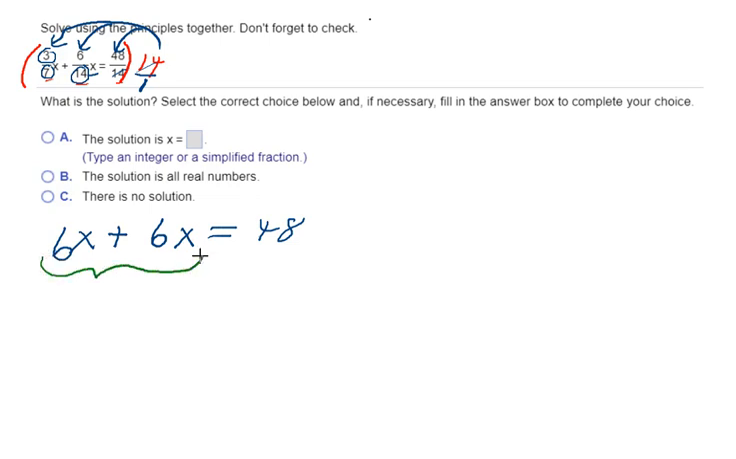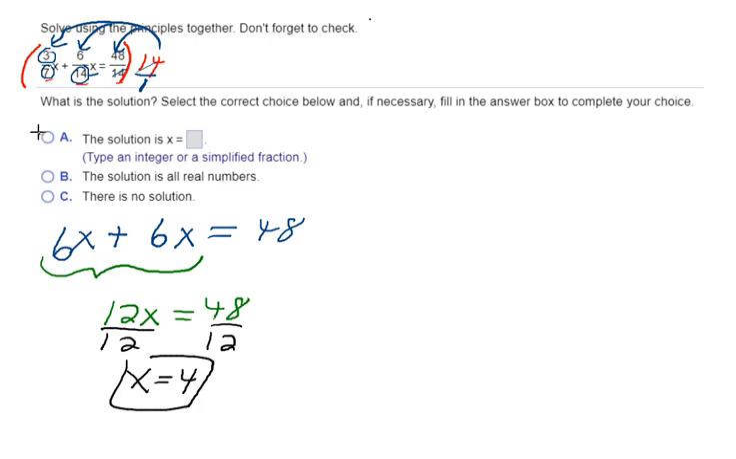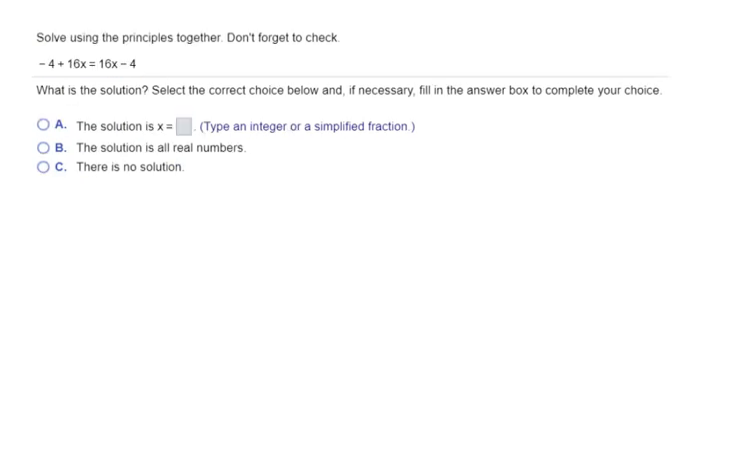The first thing we'll do is combine like terms. So we have 6x plus 6x, which is 12x, equals 48. And then we can get x by itself by dividing 12 on both sides, and we'll get x is equal to 4. All right, so that is the solution. Again, choose option A, type in 4. Let's take a look at the next one.